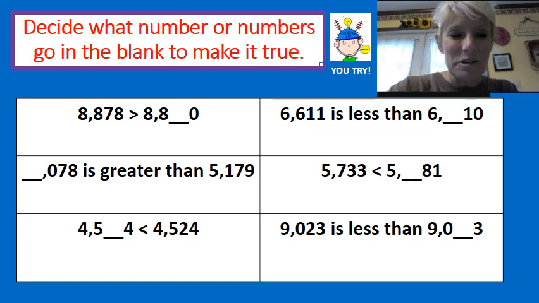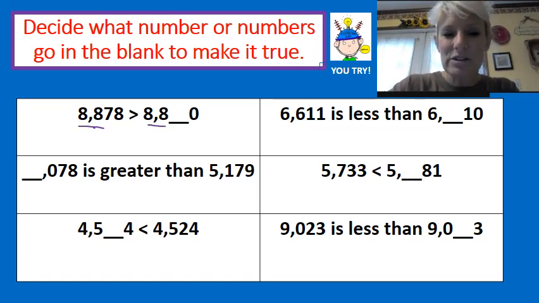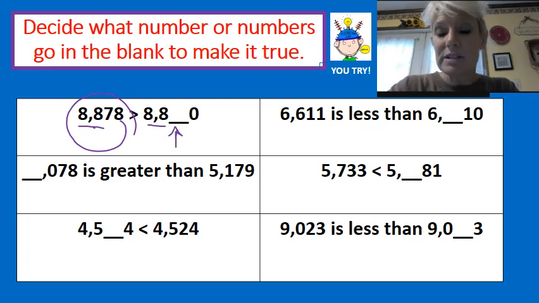All right, first thing I'm going to do is I'm going to go ahead and apply those same strategies. I'm looking right there to see that they're equal. I see that this is my biggest number, which means that I am going to put over here in this blank space something that is smaller than 7. Anything that's smaller than 7. I'm going to put a 6 right there because 8,878 is greater than 8,860.